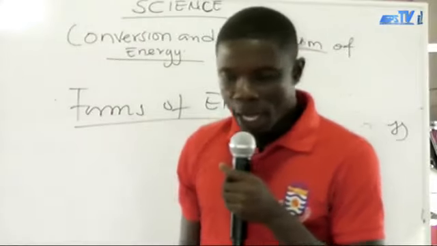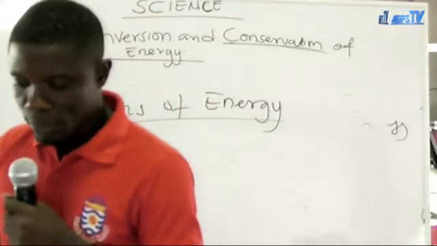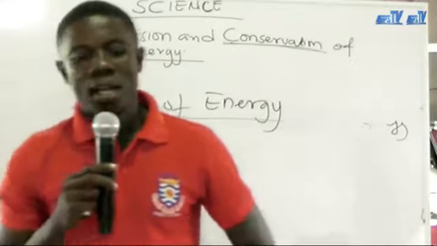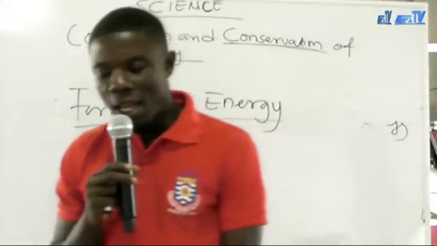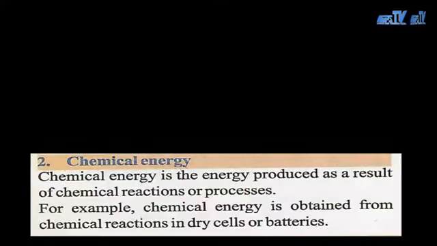The next one is chemical energy. Chemical energy can be obtained from food, firewood, and it can also be obtained from what? Chemical reactions. Now, let us talk about chemical energy. Chemical energy is energy produced as a result of chemical reactions or processes. For example, chemical energy is obtained from chemical reactions in dry cells. I guess you know dry cells or batteries. We normally use this one in our torchlight.